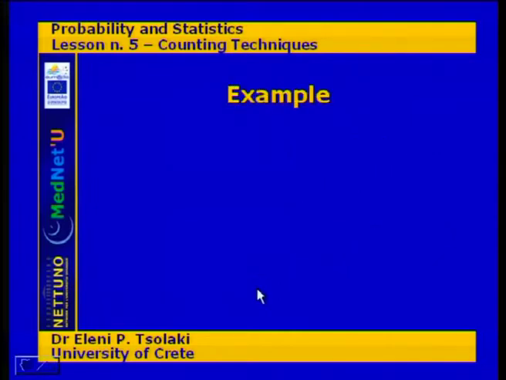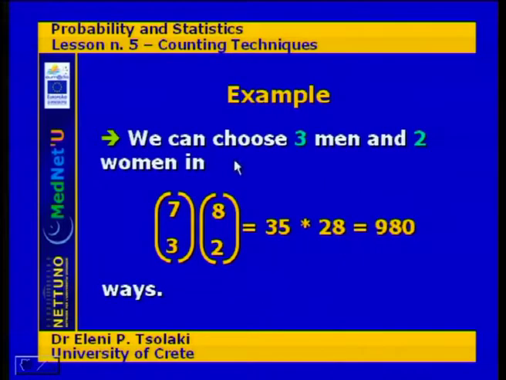So we can choose 3 men and 2 women. We multiply the number of ways we can choose 3 men with the number of ways we can choose 2 women, and we find that there are 980 ways we can choose 3 men and 2 women from the 15 total number of people.